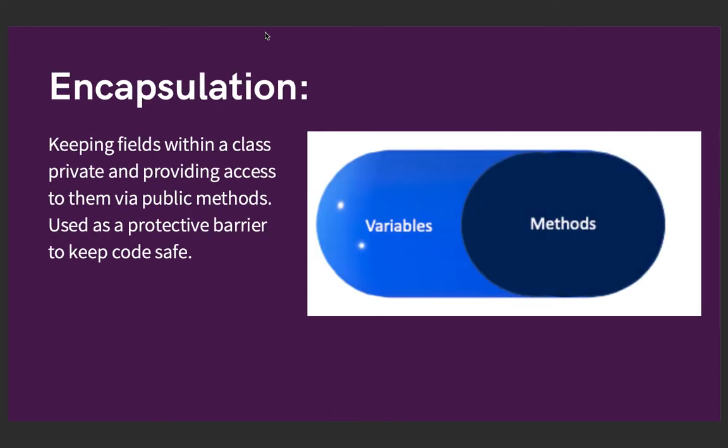Second is encapsulation. Encapsulation is keeping fields within a class private and providing access to them via public methods. This is used as a protective barrier to keep our code safe. To the right is a visual representation. I made it look like a capsule, but it's really a class. Within the class, you can choose for it to be private or public, and you can also choose for the variables within your method and class to be private or public. This helps for privacy and making sure that your code is protected. Conversely, within procedural programming, there are no private variables or methods. So this is a great way for you to grant permission access to certain things and protect them by keeping them in various classes.